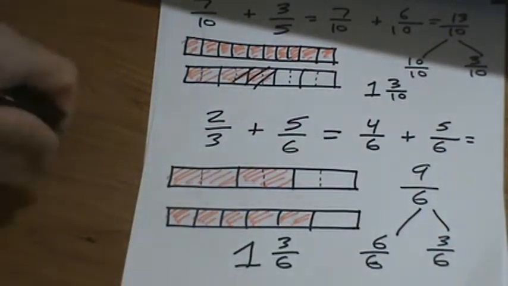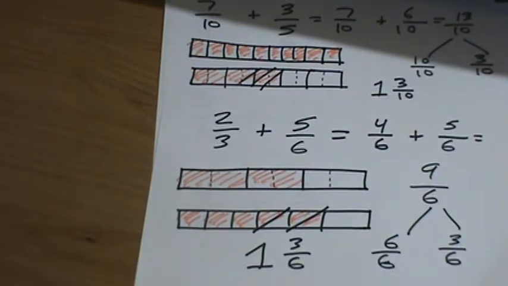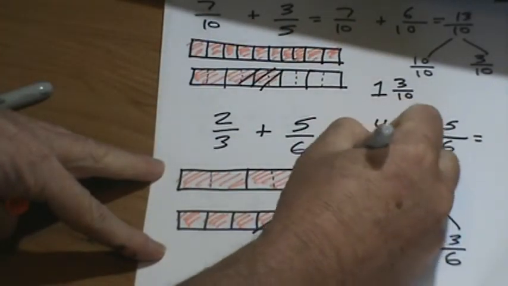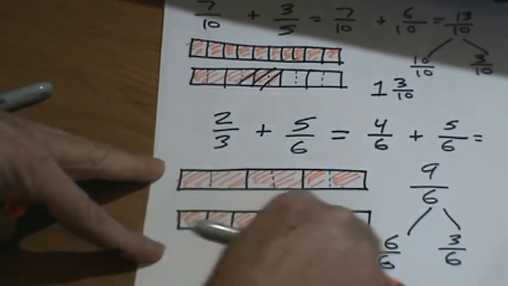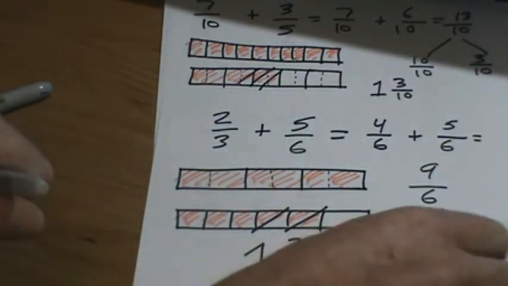Don't believe me? Let's see. I can cross these two out and put them up here. 1 whole and 1, 2, 3 out of 6. 1 and 3/6. Alrighty.